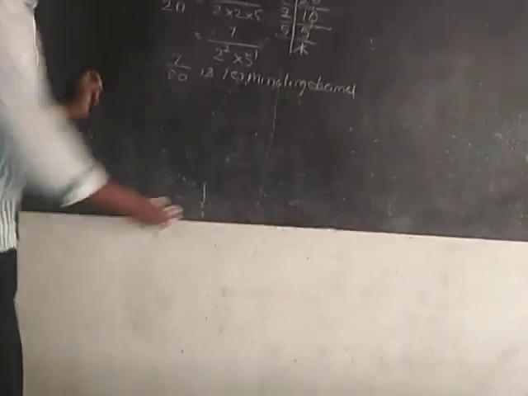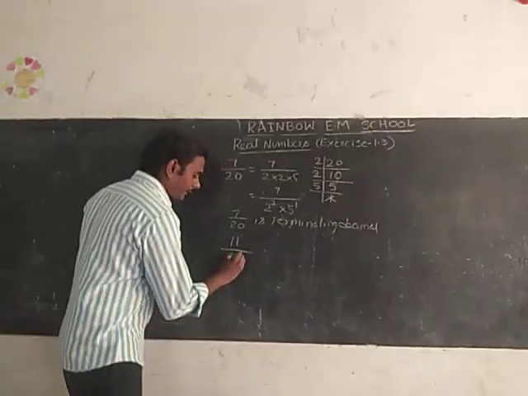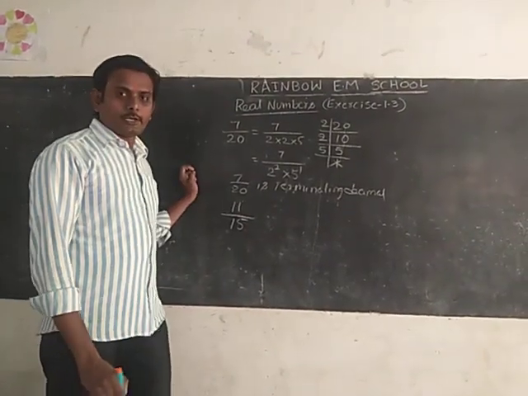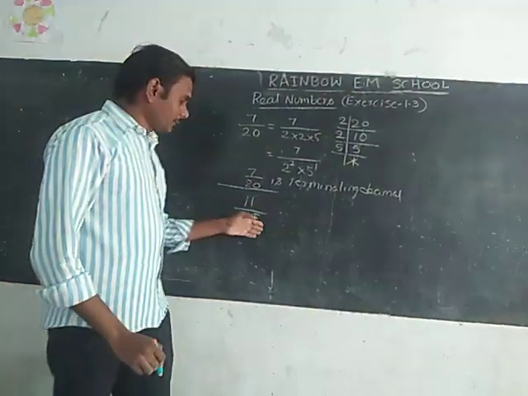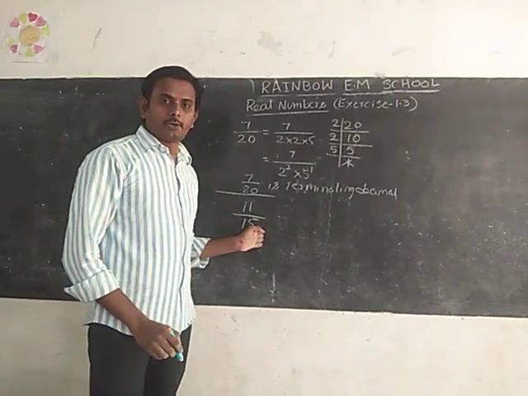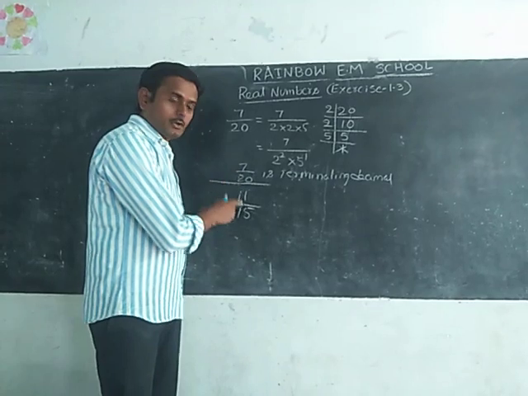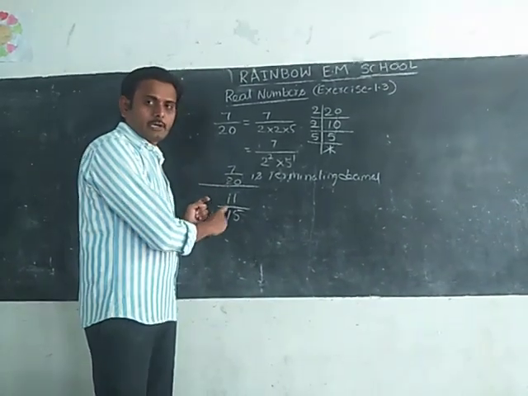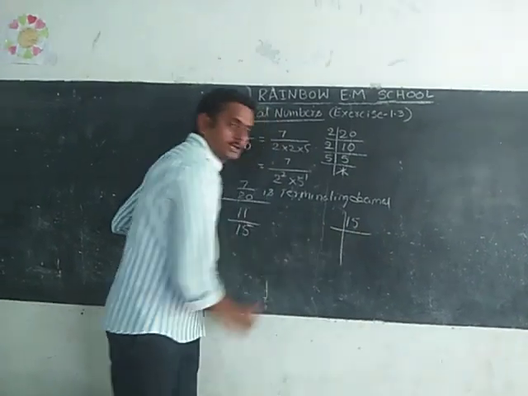One more example related to the terminating one. Let me take 11 by 15. Does it give a terminating decimal or non-terminating decimal? I want to know. Immediately we have to identify. First step, identify the denominator. Denominator 15. For the denominator 15, take factorization.